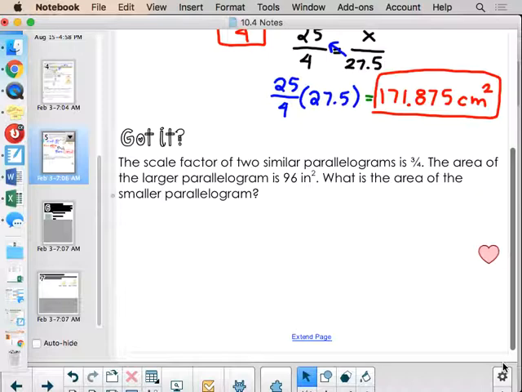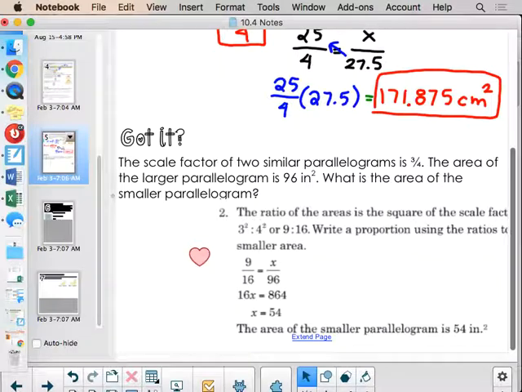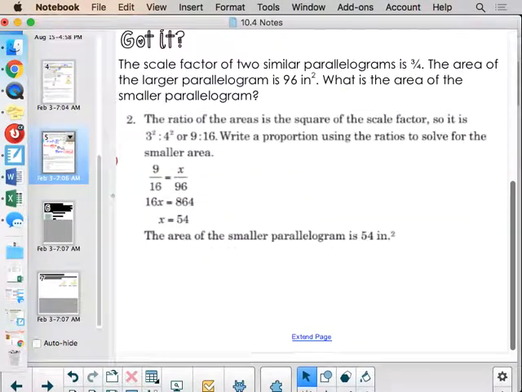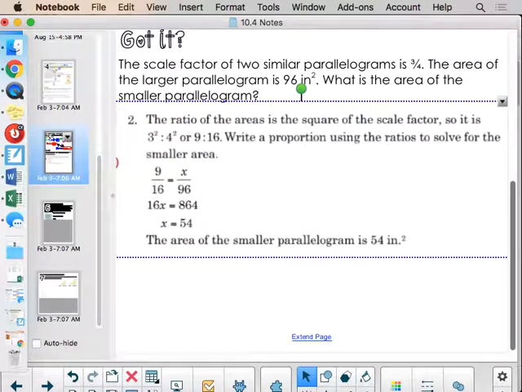You ready to check your answer on this one, guys? All right, let's check it out. So, I have an answer of 54 inches squared. 54 inches squared. Questions on this one?